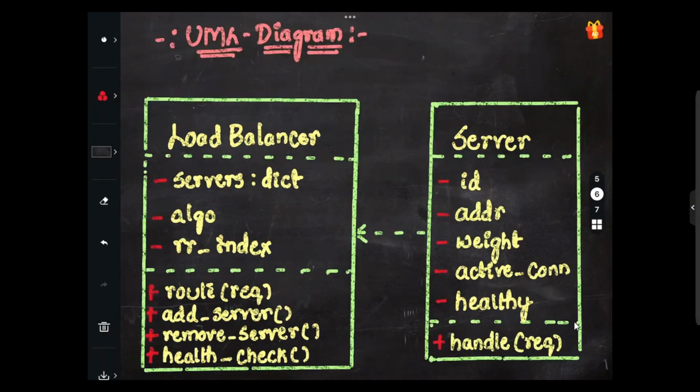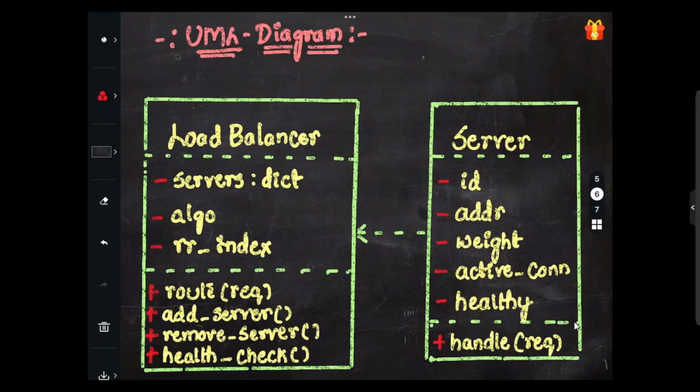Before moving on with the UML diagram, let's discuss the failure modes and mitigation as well. If the health check marks a server dead, we have to remove it from the selection sets quickly and drain existing connections, or allow them to finish. That's the one thing that we have to keep in mind.